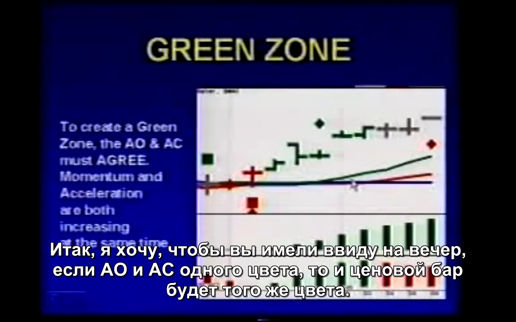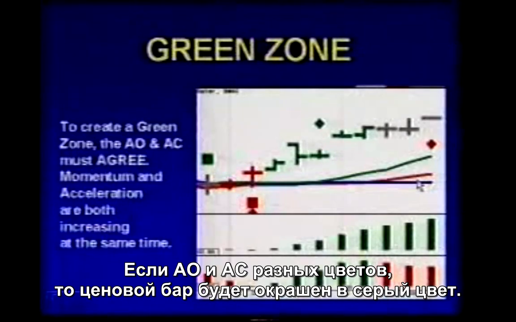So just want you to keep in mind for this evening, the AO and the AC agree. It's going to paint the price bar the same color. If the AO and the AC do not agree, they're going to paint your price bar gray.